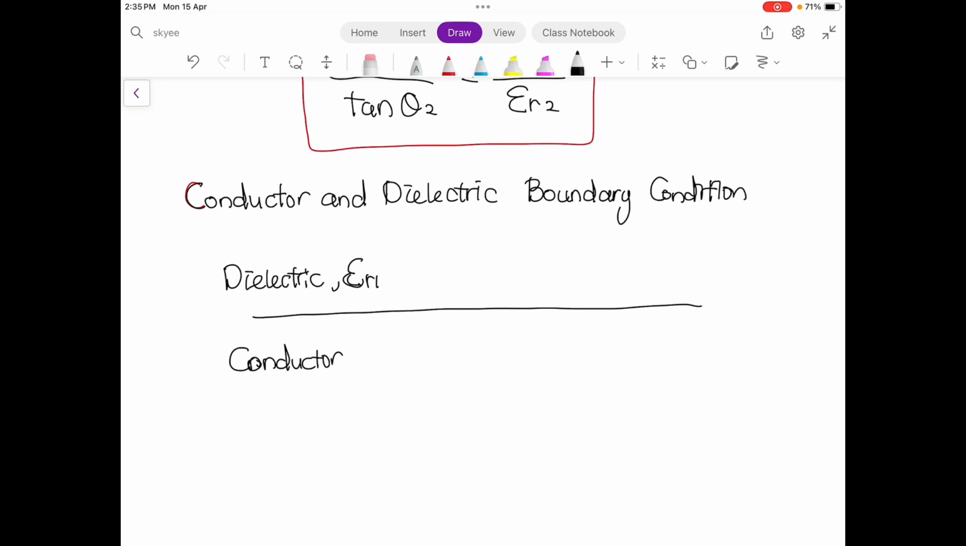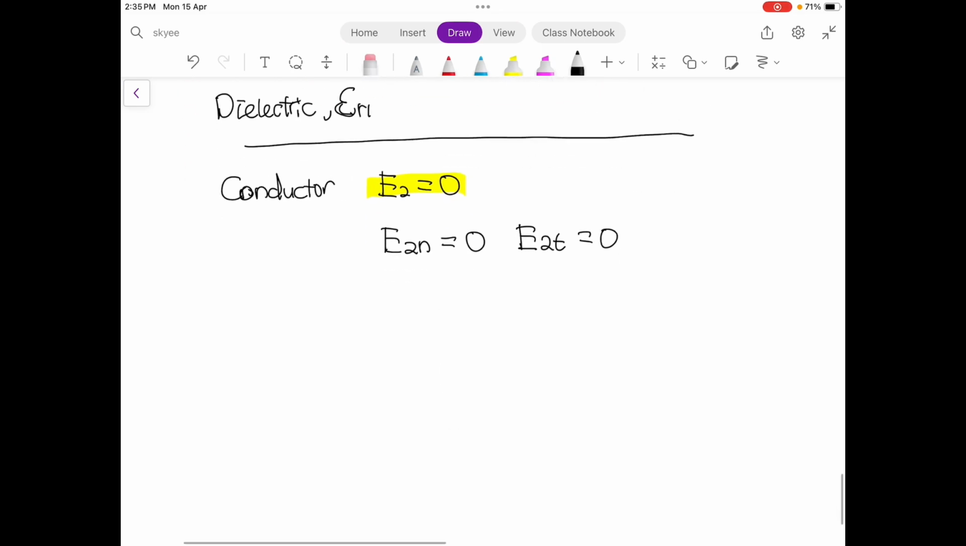In fact, the process to derive the boundary condition is exactly the same as the previous one. But here there is something you must remember: there will be no electric field in a conductor. No matter in what conditions, there is no electric field in a conductor. So it means E2n is equal to 0, and E2 tangential is also equal to 0. If you take the boundary condition that you derived earlier, we have derived this one, right? If the E2t is 0, so the E1t is also 0.